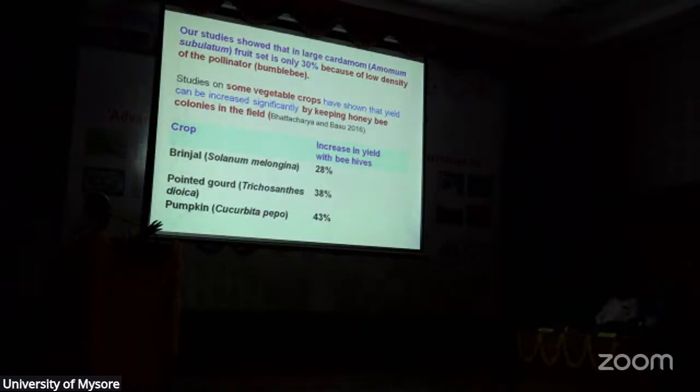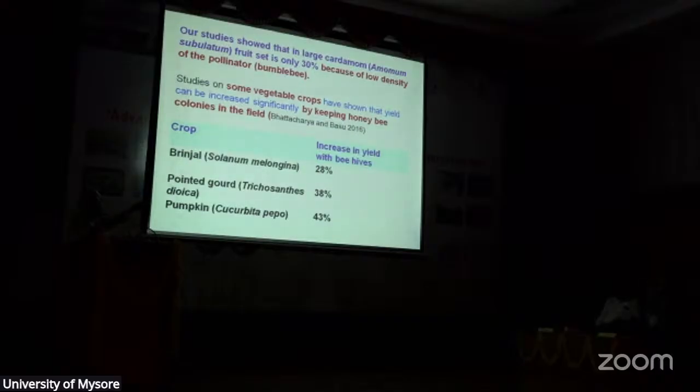Now, in our studies, there is large cardamom, Amomum subulatum, which is a very important cash crop in the Northeast. Until 2005, they didn't even know which is the pollinator. After my retirement, I got a research project. When we studied, we showed for the first time that the bumblebee is the pollinator, and only 30% of the flowers develop into fruits because of pollination deficiency, because the density of bumblebees was very low.